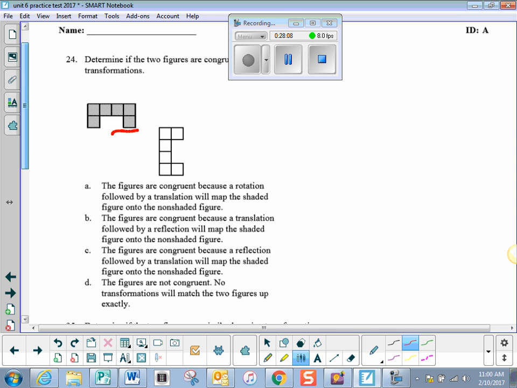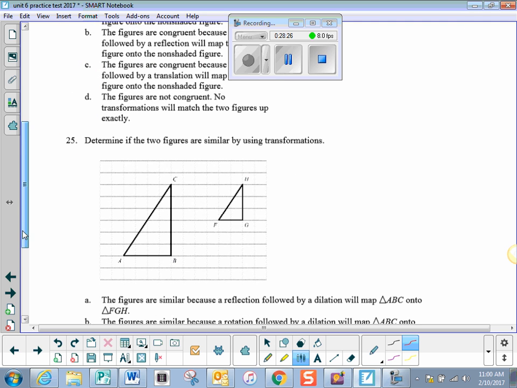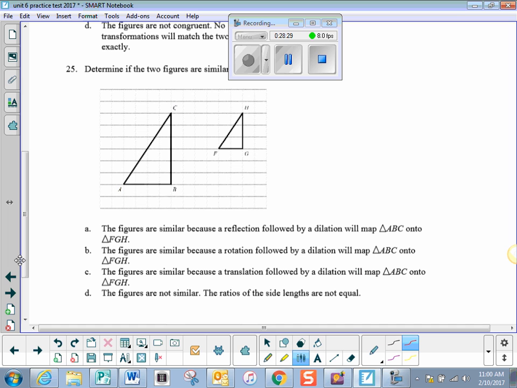If I turn it, and then I slide it, will it be that? I visualize it. Yes, A. Are these similar? They are similar because a reflection followed by a dilation. Have those been reflected? No, otherwise it'd be facing the other way. A rotation followed by a dilation? No, it hasn't been rotated. A translation followed by a dilation? Yes. It was slid and then made smaller.